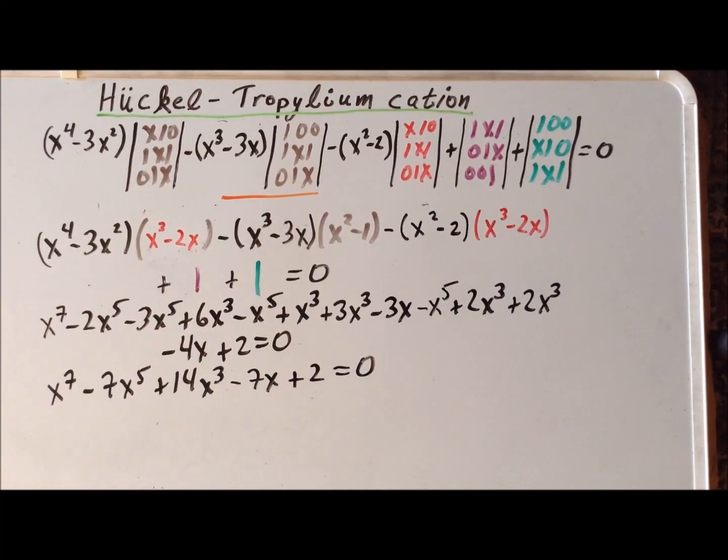So we've reduced the problem, after a great deal of labor, to the problem of finding the roots of this particular 7th order equation. And this is where we're going to stop for part 1, but I will welcome you back for part 2 to show how we find the roots of this particular equation and how we use those to find the Hückel energies for the tropylium cation.